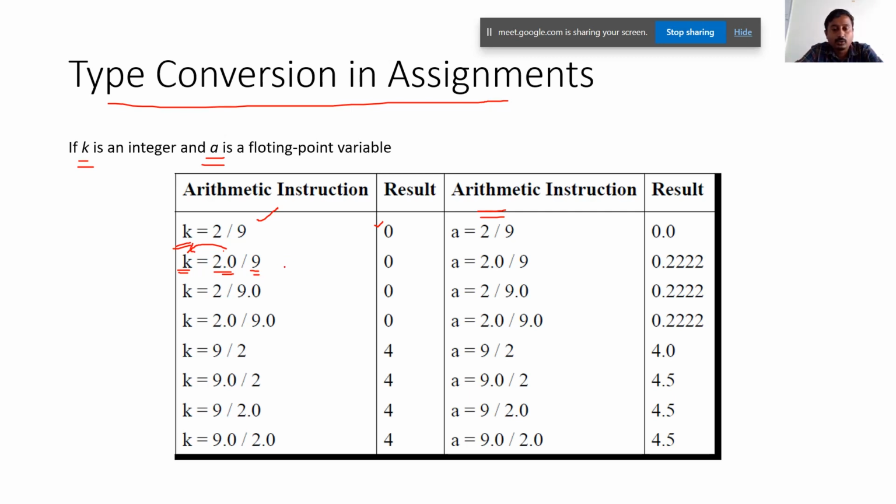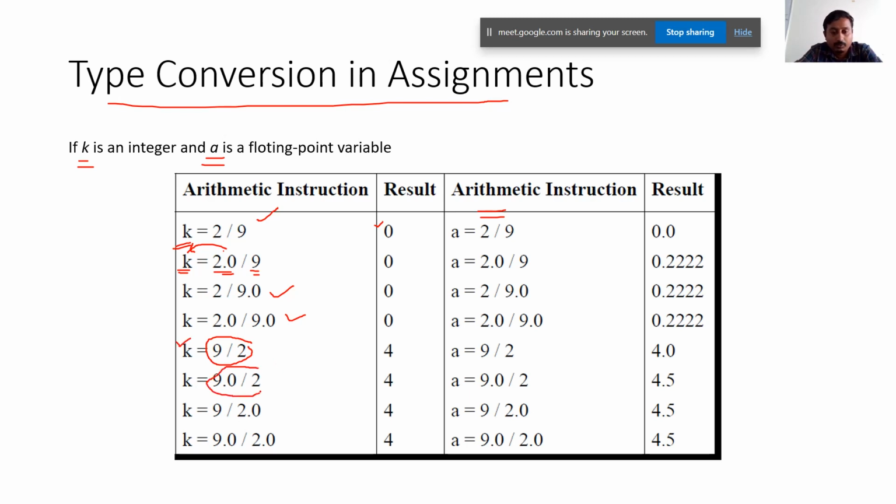Okay, so you will get 0.2 something. That fractional part will be lost during that assignment operation. Again, the same is true with this expression and this expression. Here also, as this is integer by integer, you will get 4, and that 4 will be assigned to this k.